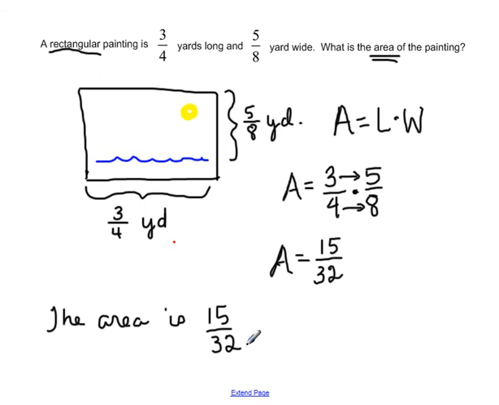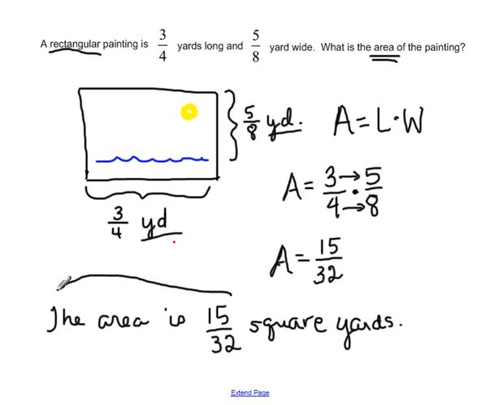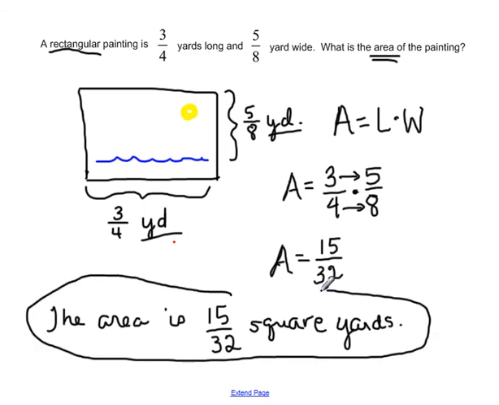And remember, area is always measured in square units: square feet, square inches, square miles. In this case, because our units were yards, the area is going to be measured in square yards. Always good to write your final answer in a sentence. And so that would be our final answer for the area of our painting.